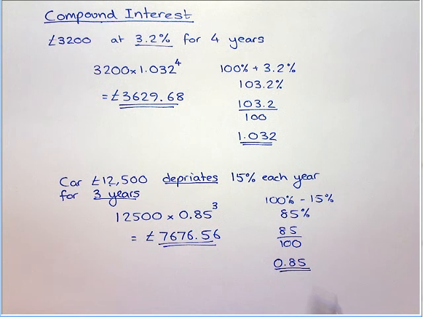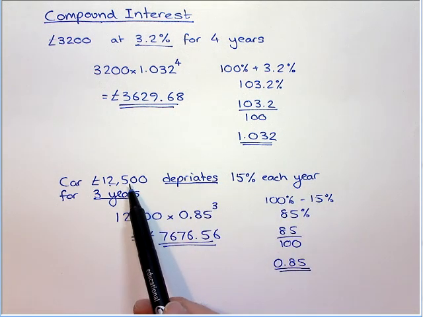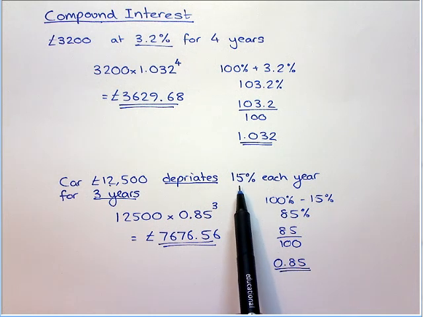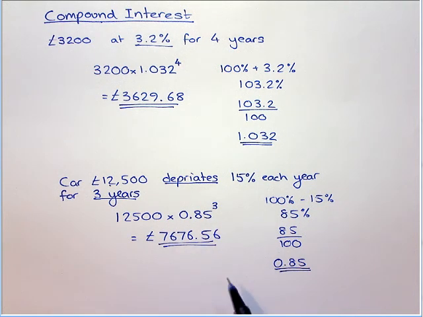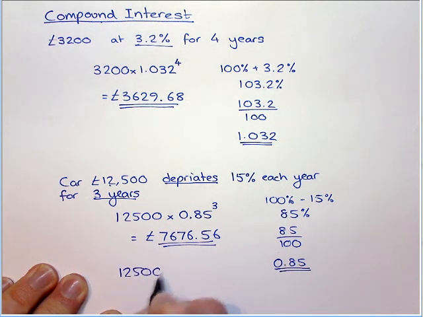Now, another thing they like to do is ask you questions like, well, there's the price of the car, let's say it's going down 15%, how long until it's worth £5,000, for example? So they don't tell you how many years. So essentially what you're having is this. You don't know how many years, but it's got to equal, when you type this in, 5,000.